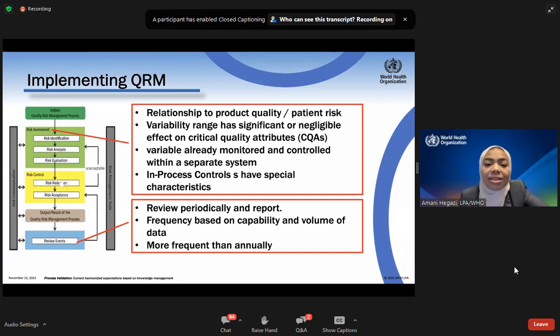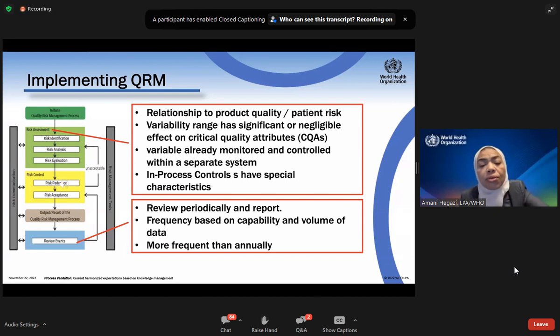Another consideration is whether these variations are currently monitored and controlled within a separate system. If we have a monitoring system for the variation in another system, this gives higher confidence and minimizes the risk. Does the in-process control have special characteristics? All these considerations should be implemented while we are in the design phase and while we are establishing the initial control strategy.